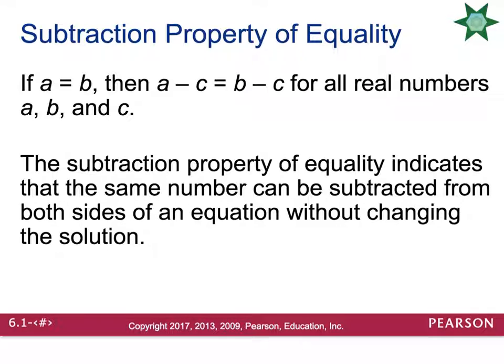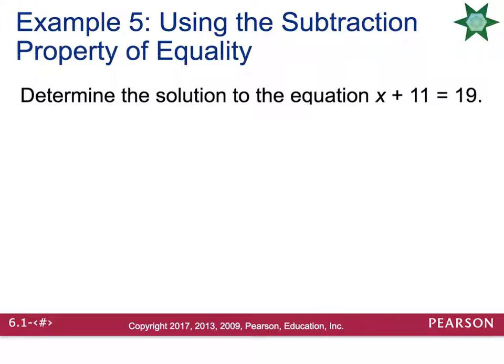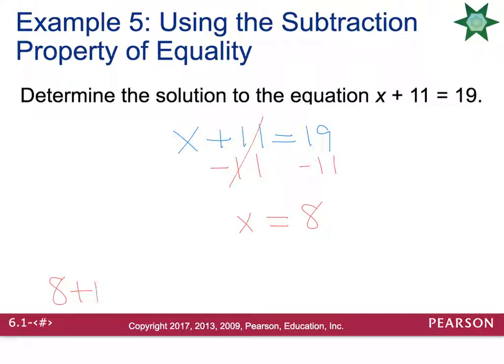The second property is the subtraction property. And the subtraction property says you can subtract the same number from both the left and the right-hand side of the equation, and the equation will stay balanced. So if I was trying to solve the equation x plus 11 equals 19, the opposite of plus 11 is minus 11. And as long as I do that to both sides, I can get my x isolated, and x is 8. Then you can check your answer. 8 plus 11 is 19.